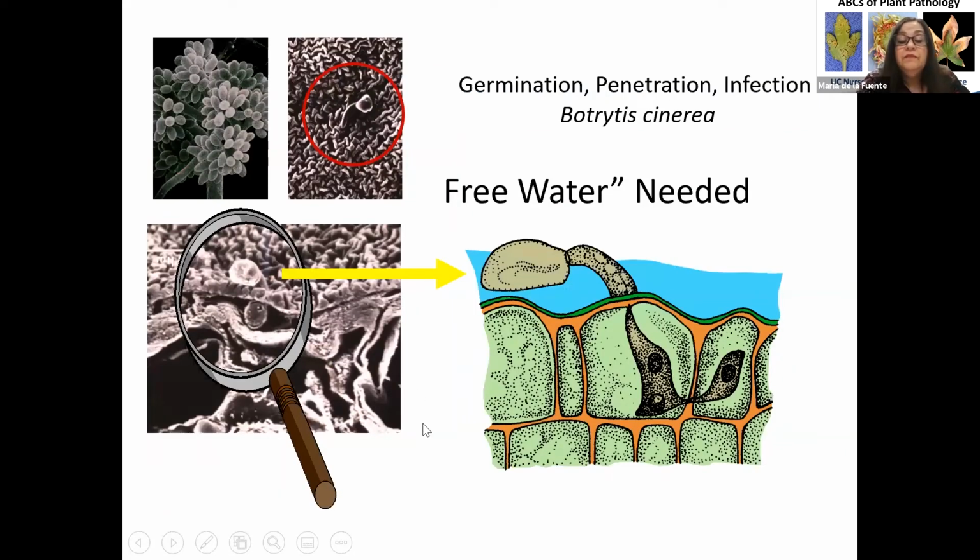This is a diagram of the botrytis conidiophore, and these are the conidia. Conidia are easily released with the ventilation air or with the air outside in our nursery. And then here the conidia are deposited on the surface of the next plant, and then they penetrate.